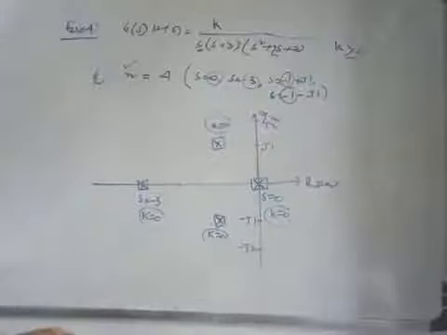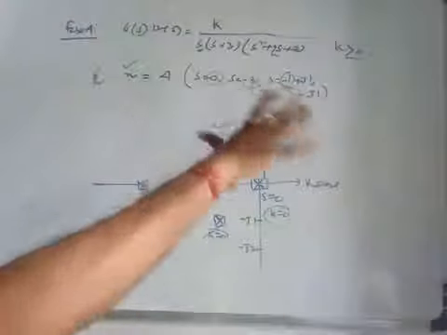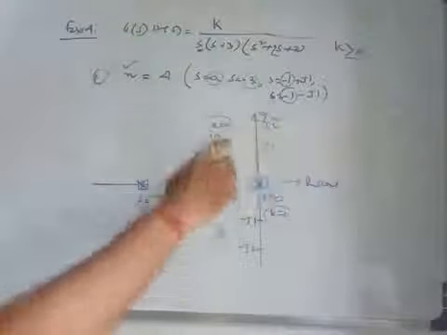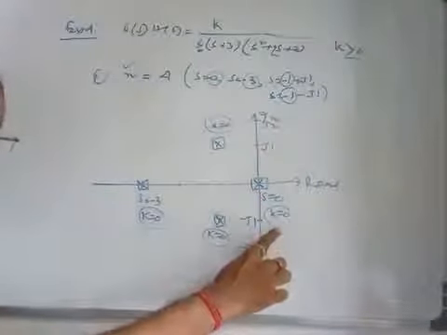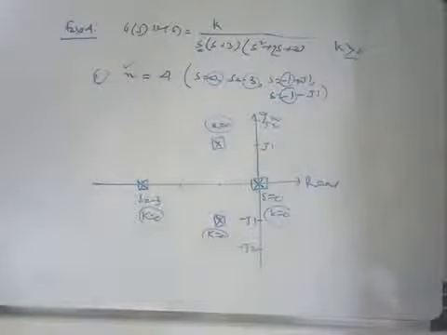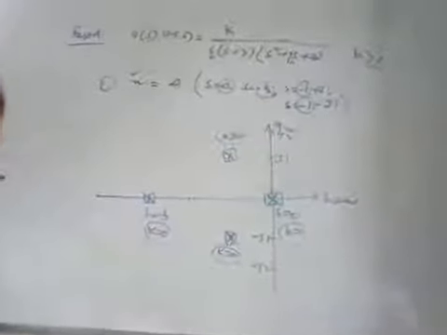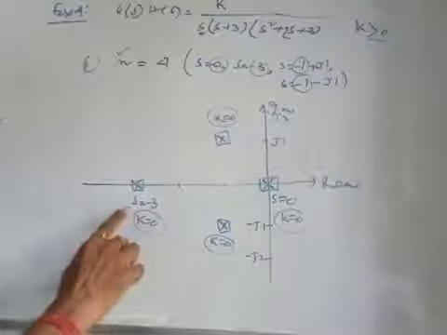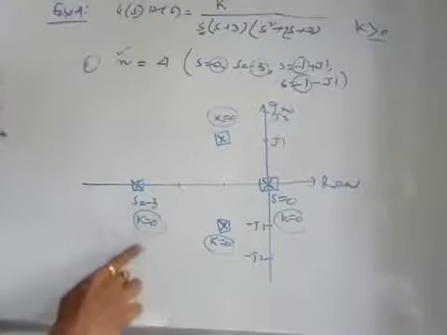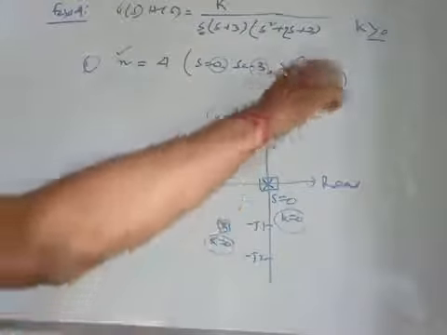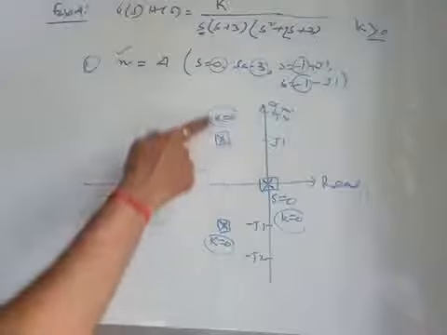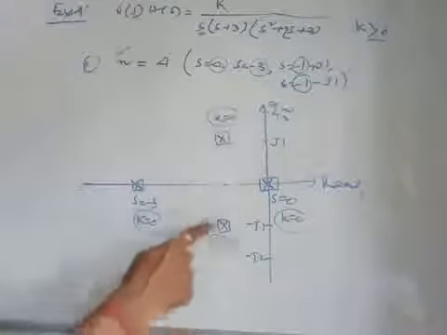See what you get: there is the plane, the real axis, the imaginary axis, and the poles. At s equal to 0, there is a pole with k equal to 0 right here, and this is s equal to -3, where you get k equal to 0 again. And at s equal to -1 plus j1, there is a pole with k equal to 0. Similarly here also there is a pole.